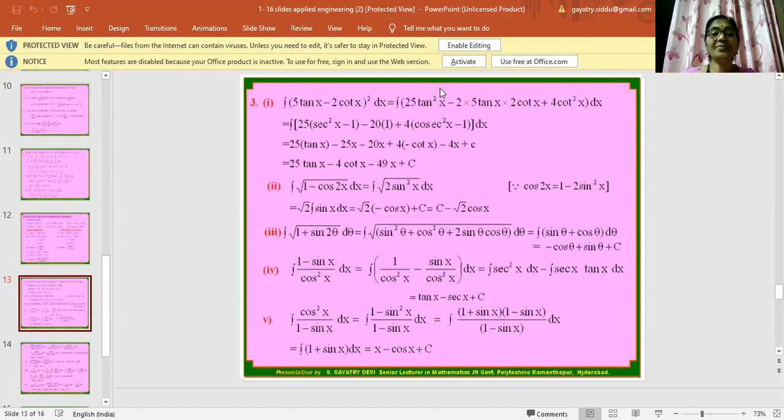So here we cannot find the integral of tan square directly. We are changing it as secant square x minus 1. Similarly, 4 cot square x is here. So cot square is changed as cosecant square minus 1 to get the formula. Now, using the fundamental rule, you are able to find the integration of this problem.